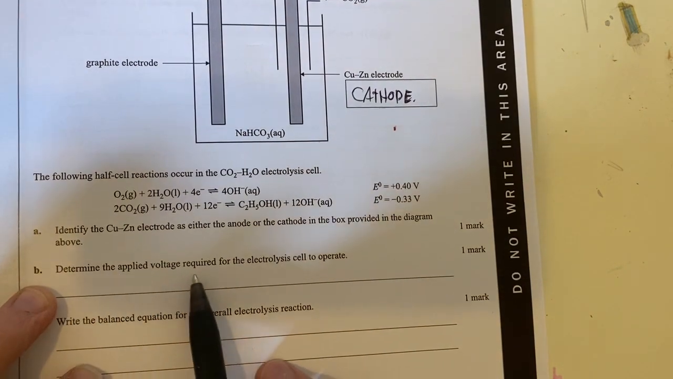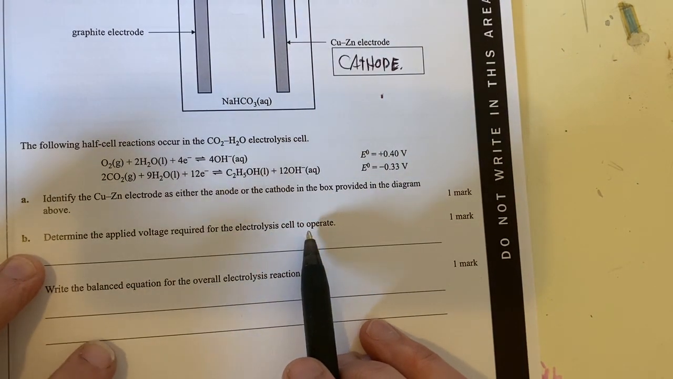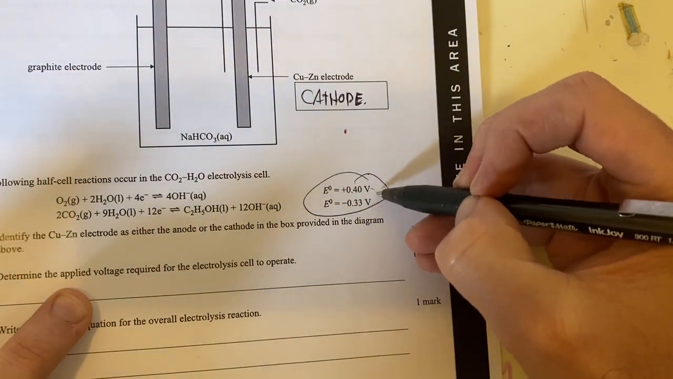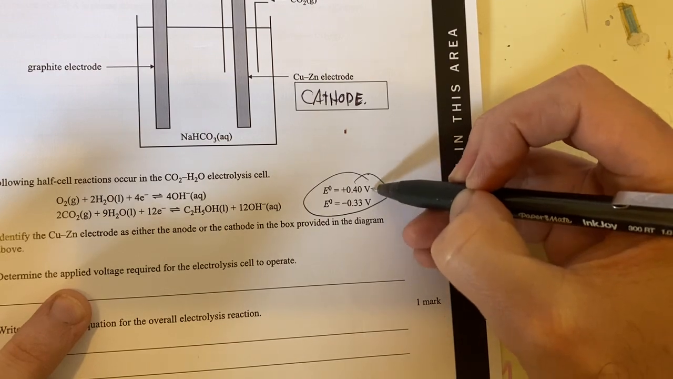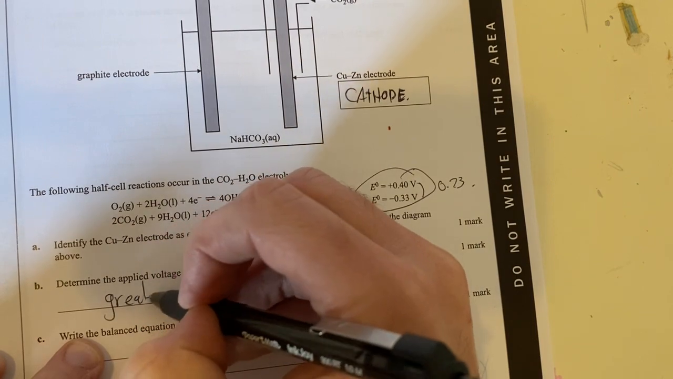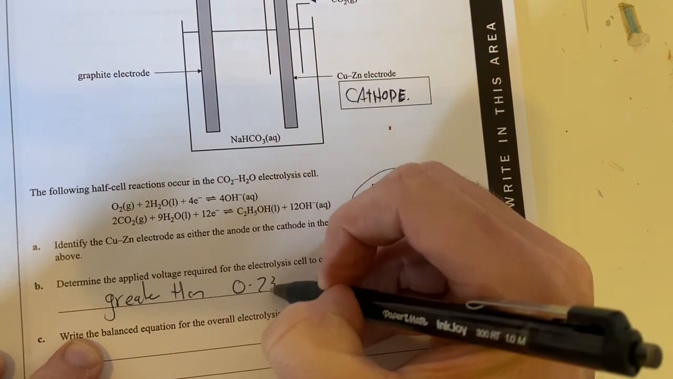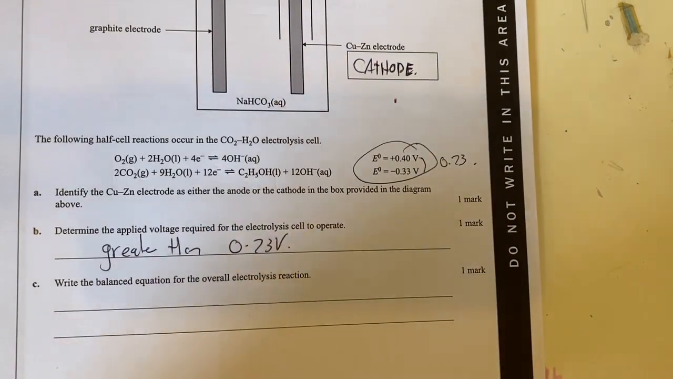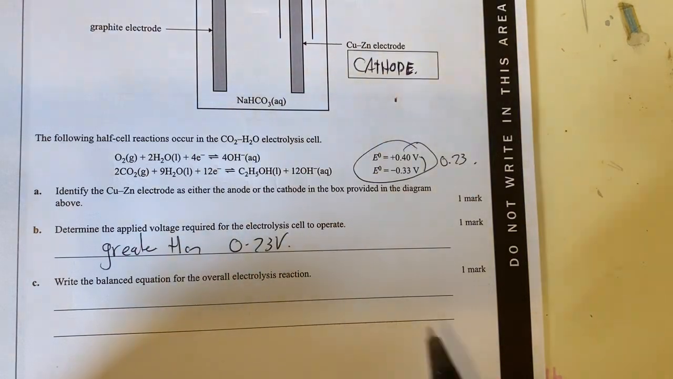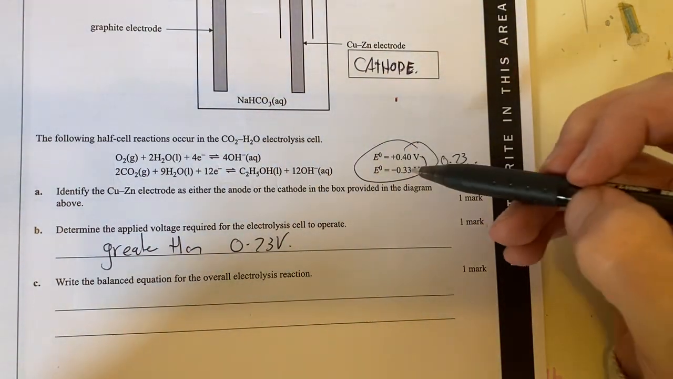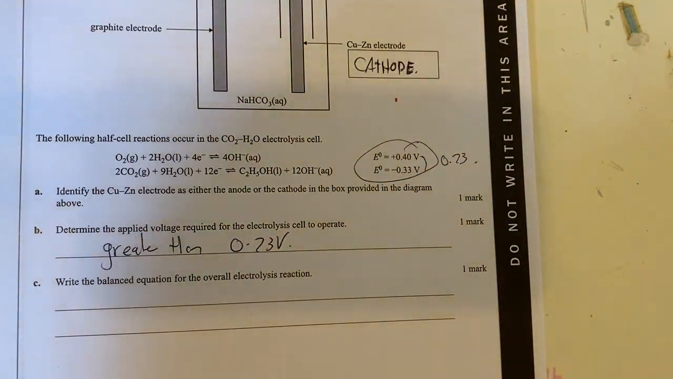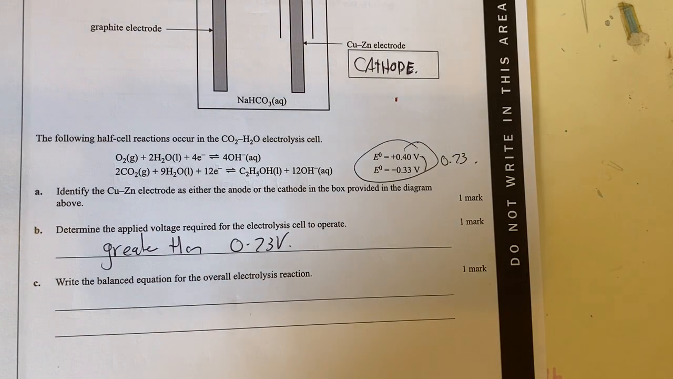Determine the applied voltage required for this electrolysis cell to operate. Applied voltage is something larger than the difference between these two here. So the difference between these two here is clearly 0.73. So anything greater than 0.73 volts will give us our electrolysis cell. We need to overcome the actual potential difference in these half cells. That's the important thing. We need to get a larger voltage than these would produce if they just reacted spontaneously together. We need to drive electrons in that direction.